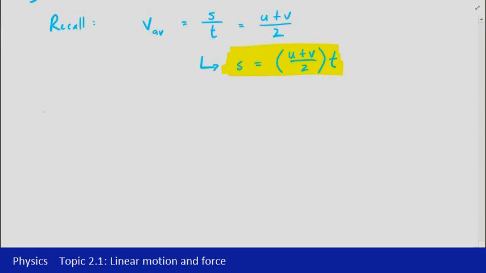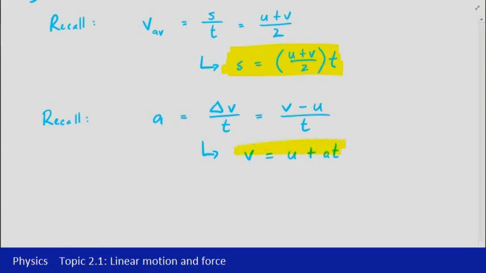So the next one, again, we're going to recall a definition, and that definition is for acceleration. Acceleration is the change in velocity over time, and now we've got an initial and a final. We can say that that change in velocity is v minus u over t. So a is equal to v minus u over t. If we rearrange that, we get another equation of motion. So if we multiply by t and then add u, we'll end up with v is equal to u plus at. And again, that's another one that's in the data booklet.